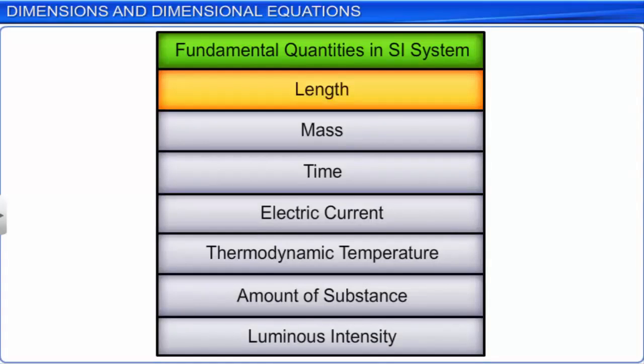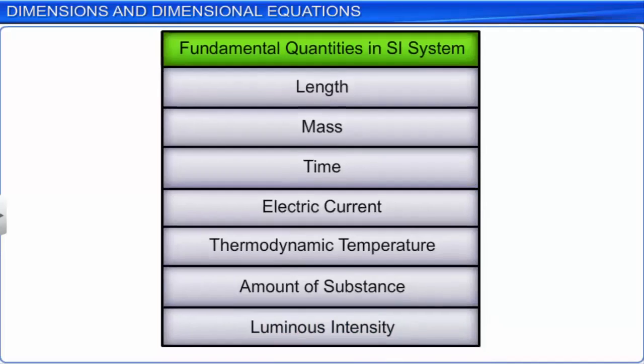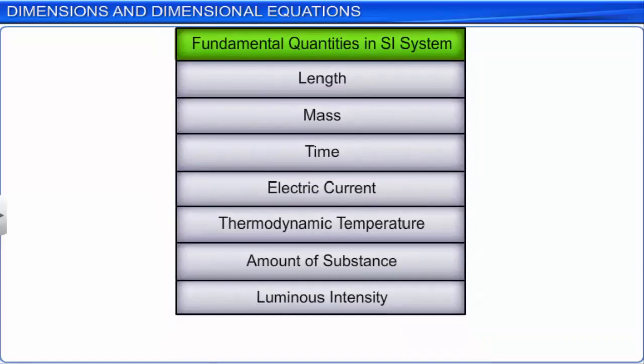length, mass, time, electric current, thermodynamic temperature, amount of substance, and luminous intensity. These are also referred to as base quantities. All other physical quantities can be conveniently derived from these base quantities.